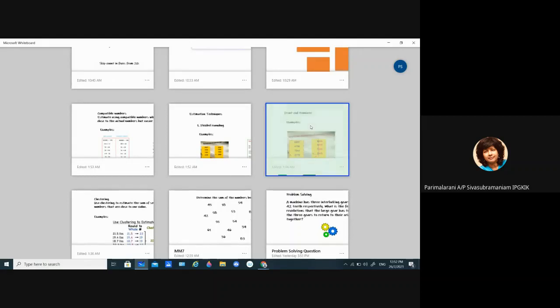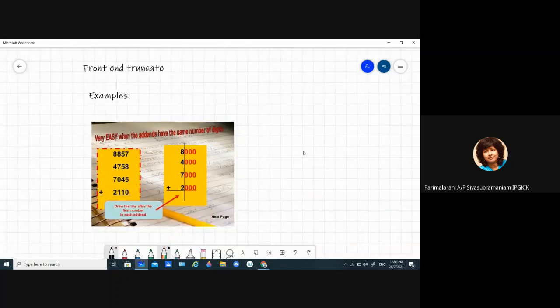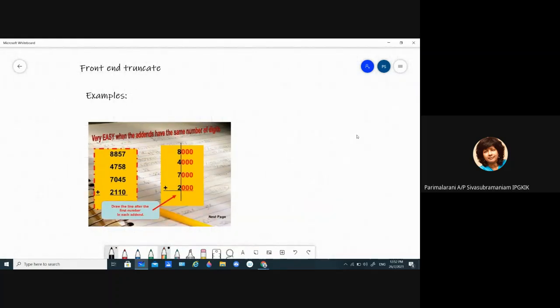First strategy, front end truncate. You know what is truncate? I think you've seen this word before when you studied your geometry paper, right? What is truncate?